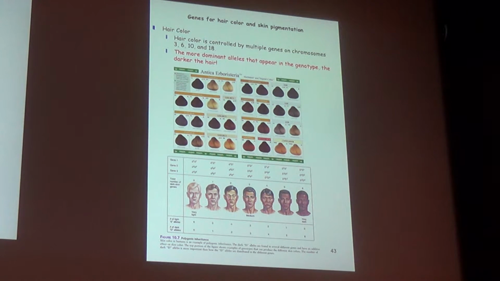And so hair color is controlled by multiple genes, 4 genes, on chromosomes 3, 6, 10, and 18. Okay? The more dominant alleles that appear in the genotype, the darker the hair. So these are known as polygenic traits, i.e. multiple genes affecting a single trait. And sometimes they're additive, sometimes they have other rules. We are doing simple genetics, so we're talking only about additive effects here.